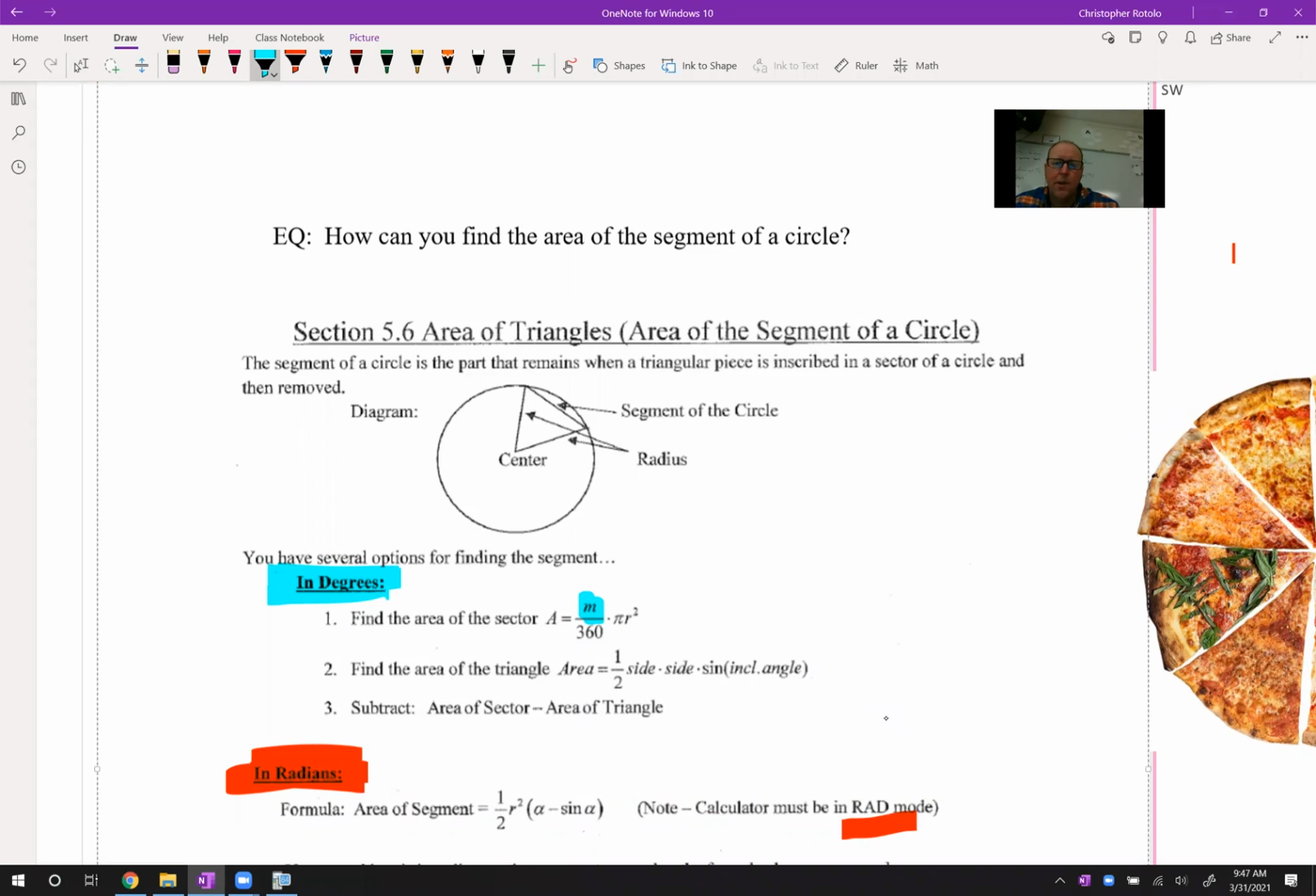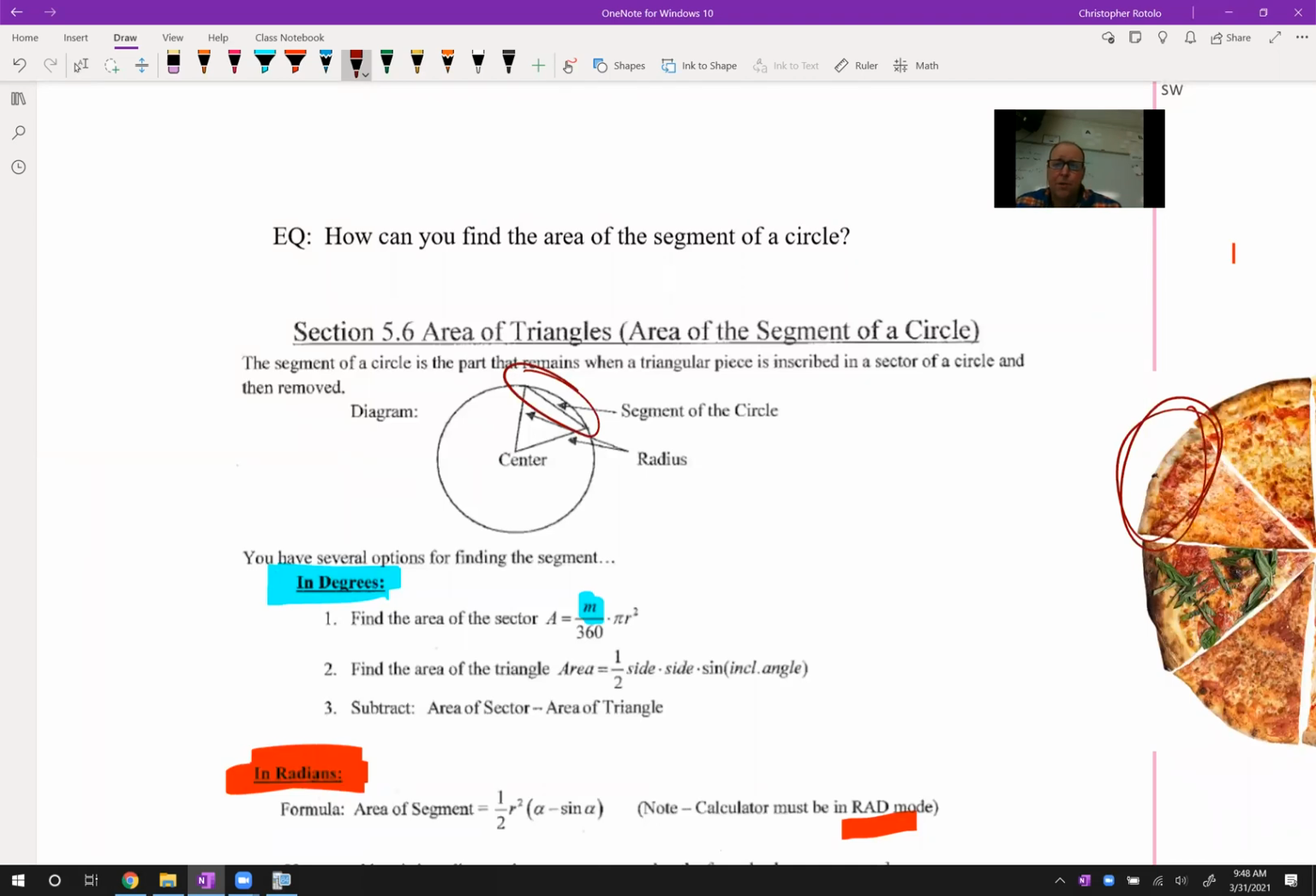That happens when we inscribe a triangle inside of a circle, like we got here. Notice we're working off the center, the radius, all this stuff is happening. And the piece that we're after, just like my pizza over here, is the crust. So that's what we're talking about today: the segment of a circle.